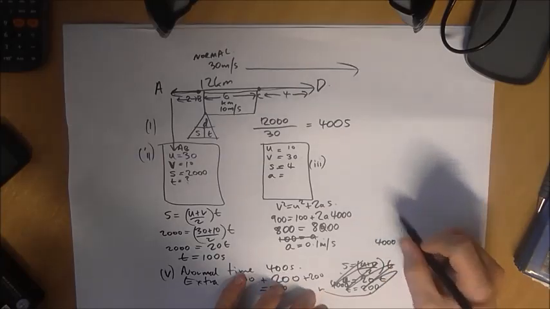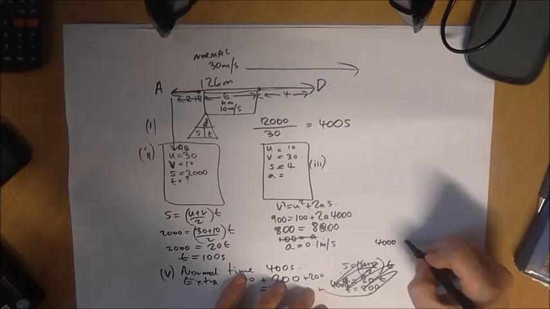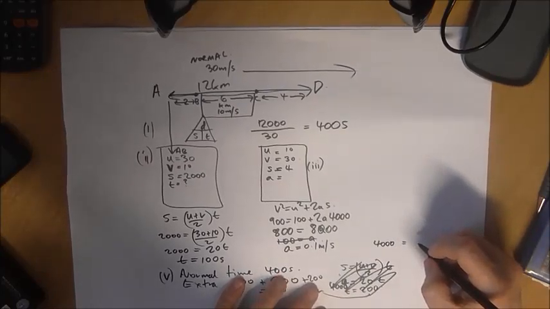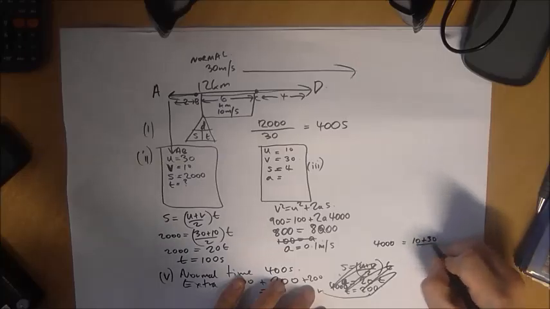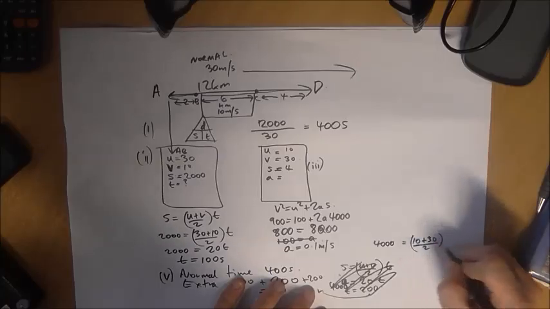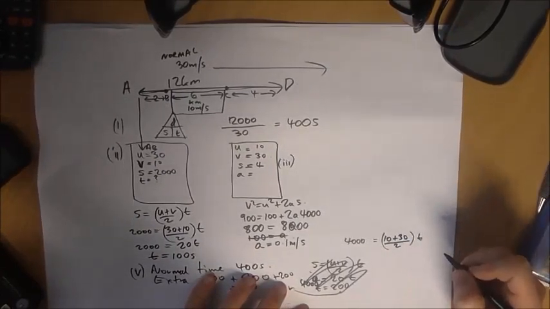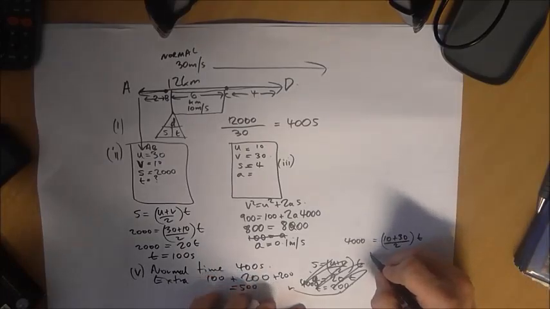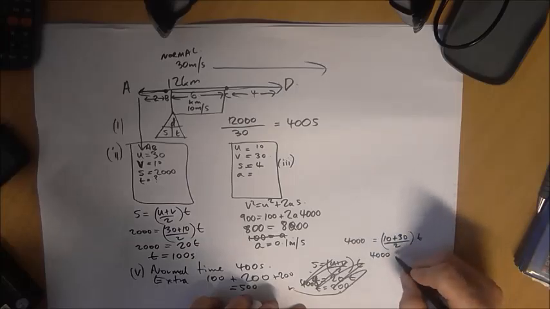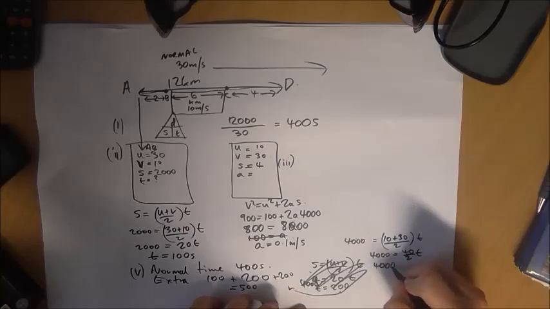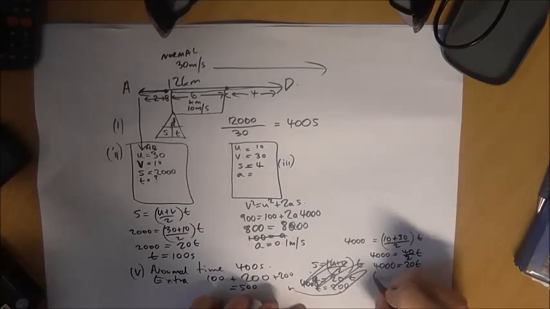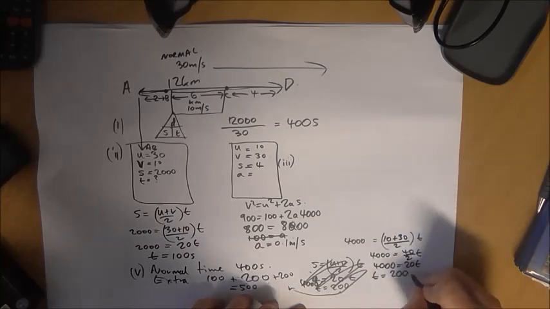4,000 is the displacement from there to there. The speeds are 10 plus 30 over 2, over t. So it's 4,000 equals 40 over 2t. So 4,000 equals 20t. So t therefore equals 200.